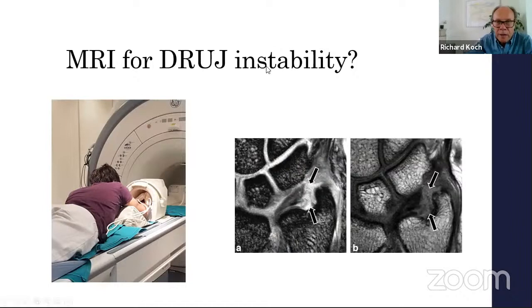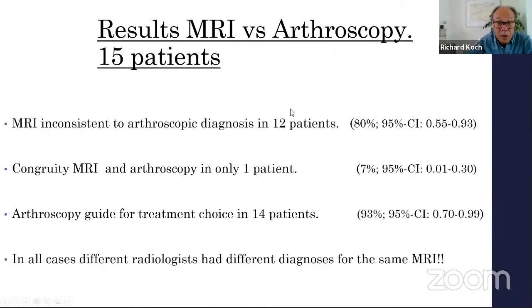So MRI for the instability, we hardly ever do that. It is inconsistent; we tested it. We did a small investigation with 15 patients, and we could see that the MRI was inconsistent with the arthroscopic diagnosis in 12 patients, 80%. In only 7% was there congruity between MRI and arthroscopy.